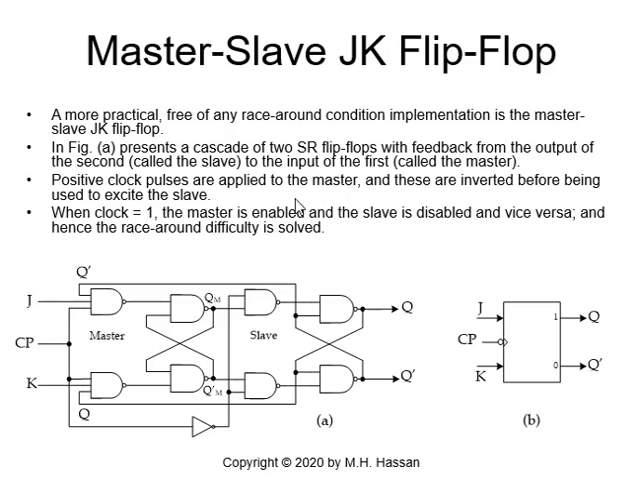Positive clock pulses are applied to the master, and these are inverted before being used to excite the slave. When the clock is 1, the master is enabled and the slave is disabled, and vice versa, and hence the race round difficulty is solved. So we don't have any race round with master slave, and this will make it really a flip-flop to start with, a very stable flip-flop.